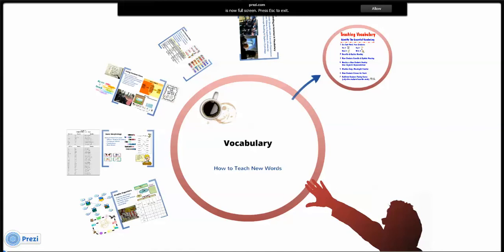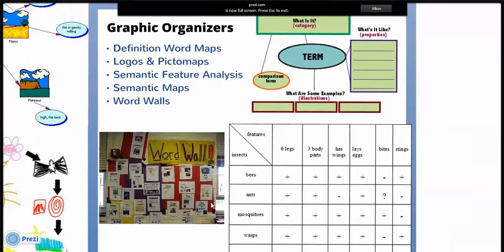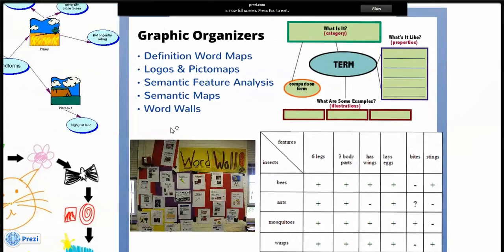Here, I'd like to show you what I did with a Prezi. First, we're talking about vocabulary. This is extremely important for what I do with social studies and ESL. So, first, we are graphic organizers. So, I try to compile something visual.